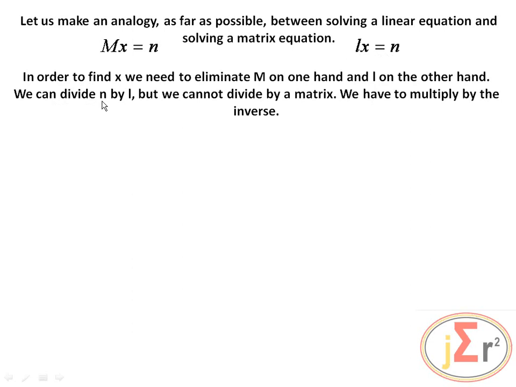We can divide n by l, but we cannot divide by a matrix. We cannot divide by m. We have to multiply by the inverse of the matrix. That's how we divide, or the equivalent of division of matrix. We multiply by the inverse of the matrix, like so. And we are dividing by L for the other one.